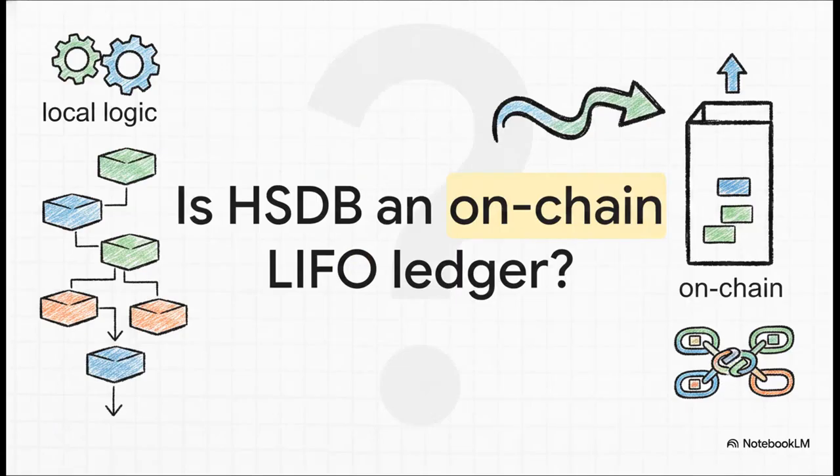Okay, let's just dive right in by asking the exact question that's sparking so much debate right now on all the forums and developer discords. Is the hierarchical script database, often called HSDB or SeedTreeDB, an on-chain LIFO ledger? Because people are genuinely conflating these terms left and right.